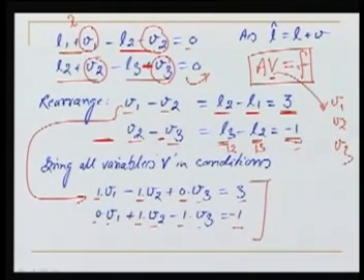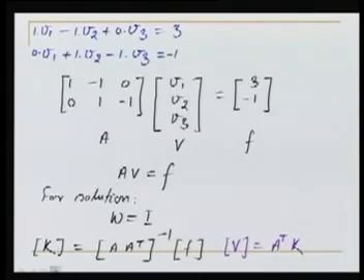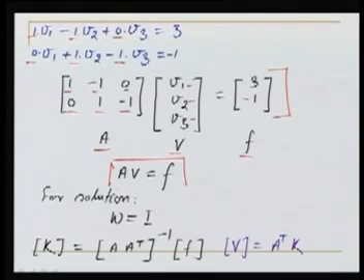Once we have written it in this form, now we will write it in the matrix form. So in the matrix form, as AV is equal to F, you can make this A from these coefficients, because we know A is the matrix of coefficients. A is [1 minus 1 0; 0 1 minus 1], and V is V1, V2 and V3. This is equal to [3; minus 1]. So what we have been able to do right now is write it in this form, AV is equal to F.